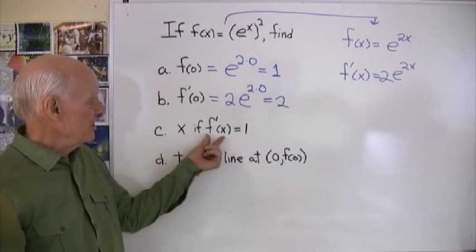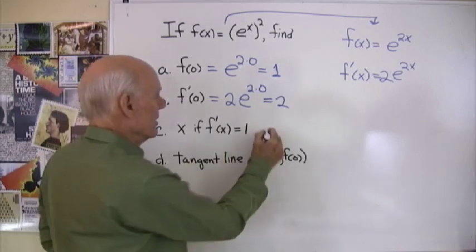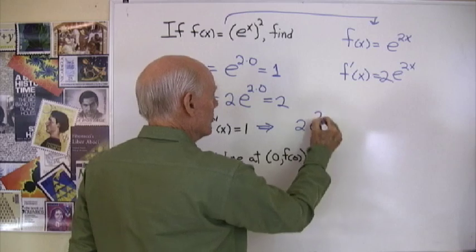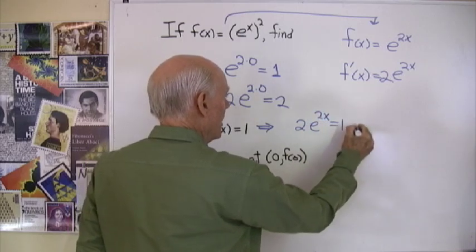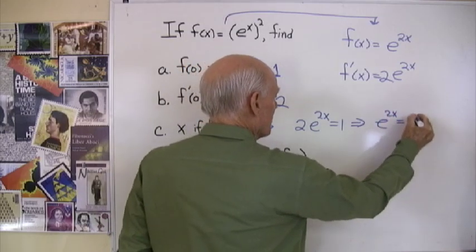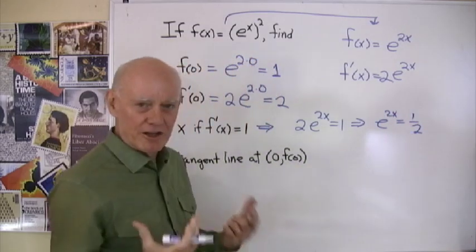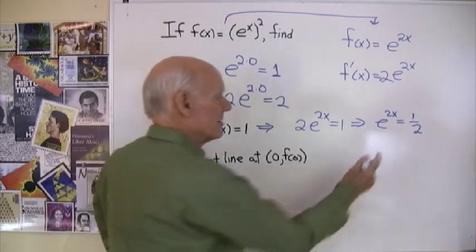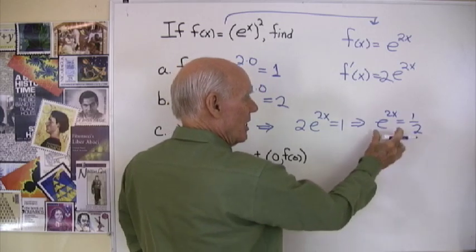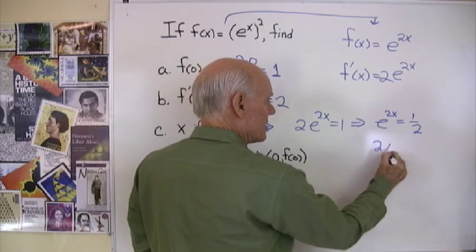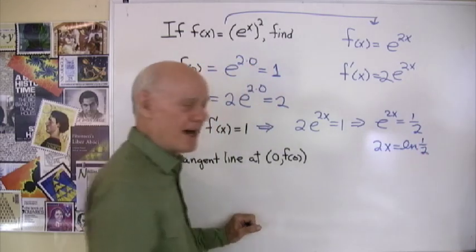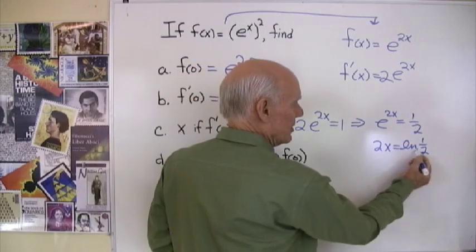Now let's find x if f prime of x is equal to 1. So that implies that 2e to the 2x is equal to 1, which means that e to the 2x is equal to 1/2. Now I'll take the natural log of both sides, so I can solve this for 2x by getting the 2x to be a coefficient. So natural log of this is 2x, and natural log of the other side is natural log of 1/2.